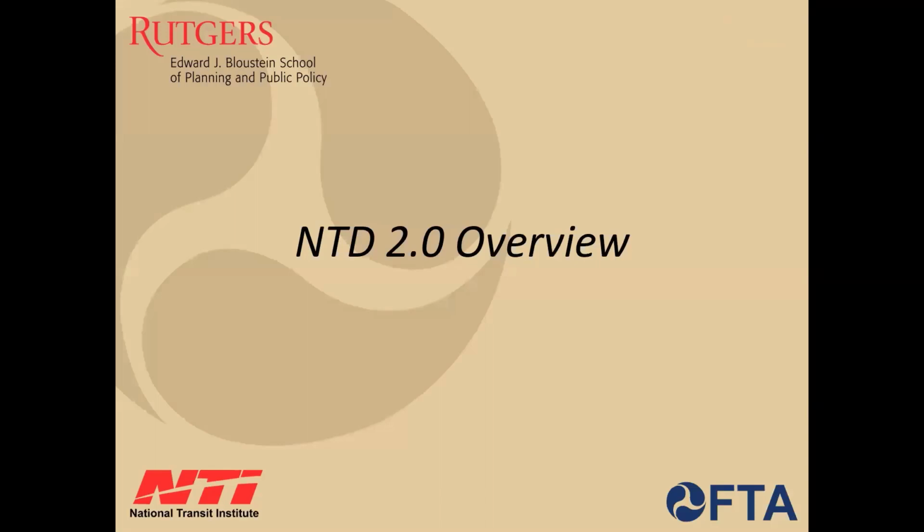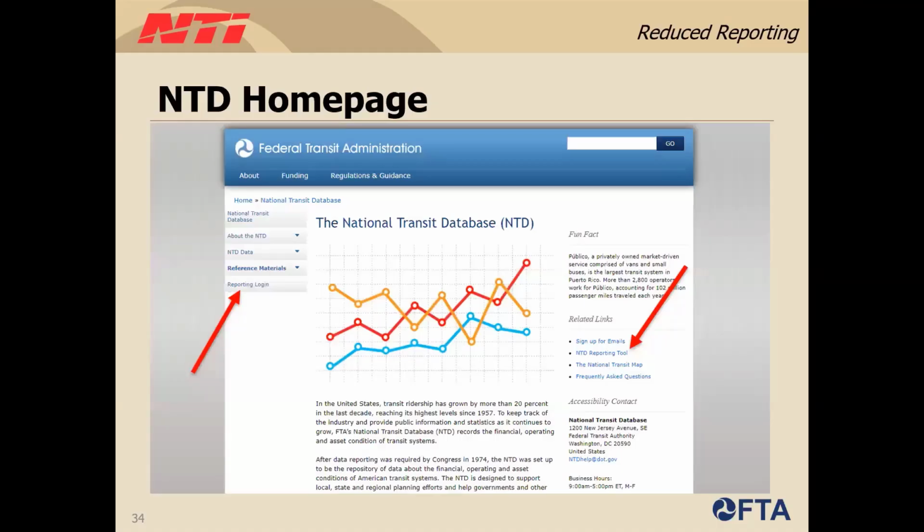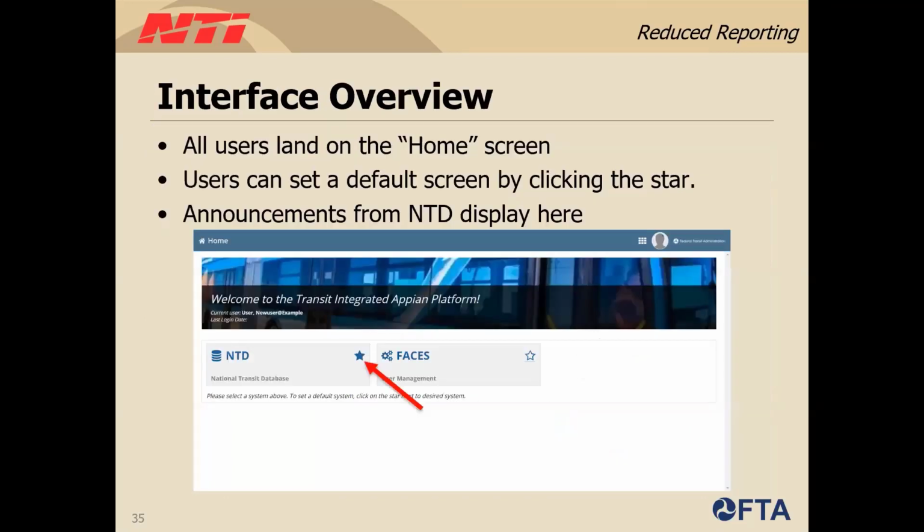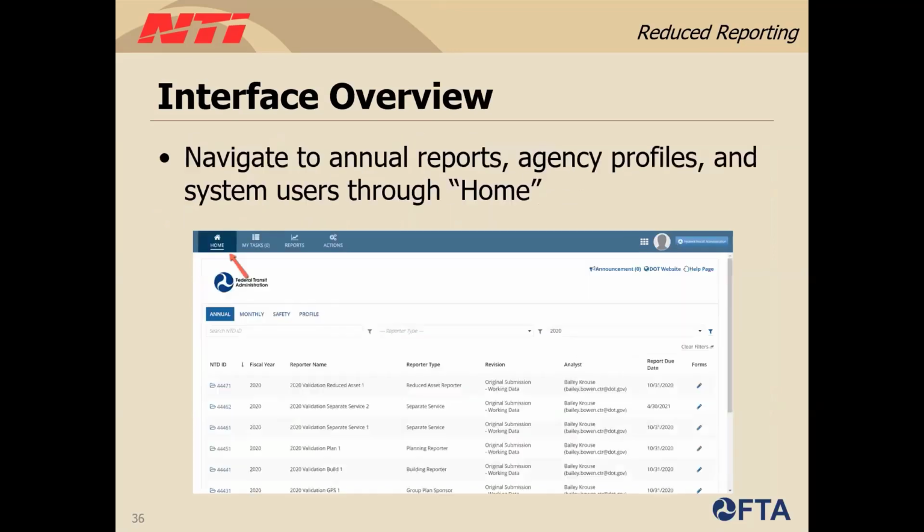Now we will cover the NTD Online Reporting System. This is the NTD homepage for those who aren't familiar. It's transit.dot.gov/NTD. There are 2 links on this page that will allow you to access the reporting system. One on the left and one on the middle right of the page. Once you log into the reporting system, you will land on the home screen and be able to set a default system by clicking on the star. From the home screen, you can access your agency's annual report and your agency profile.